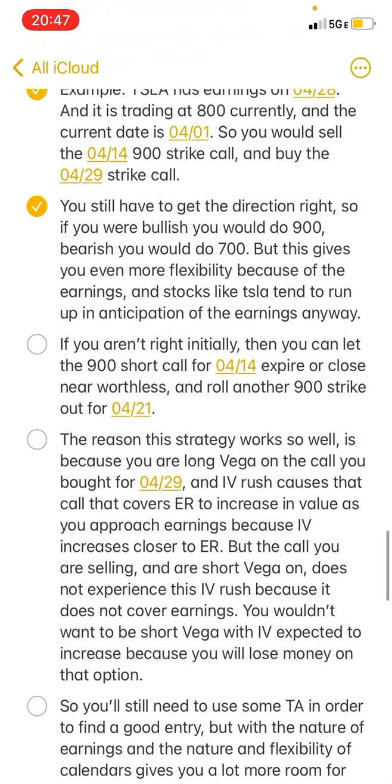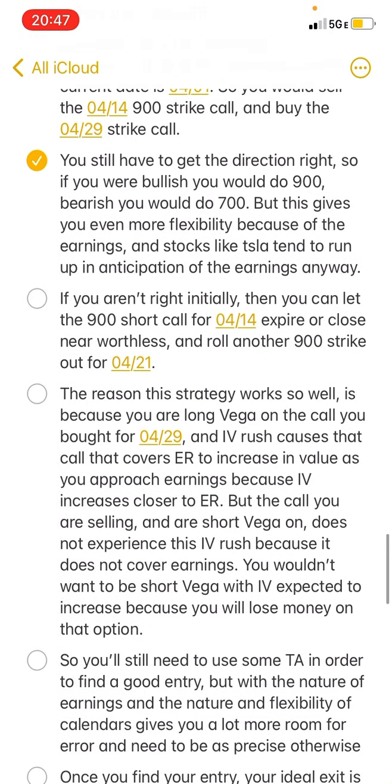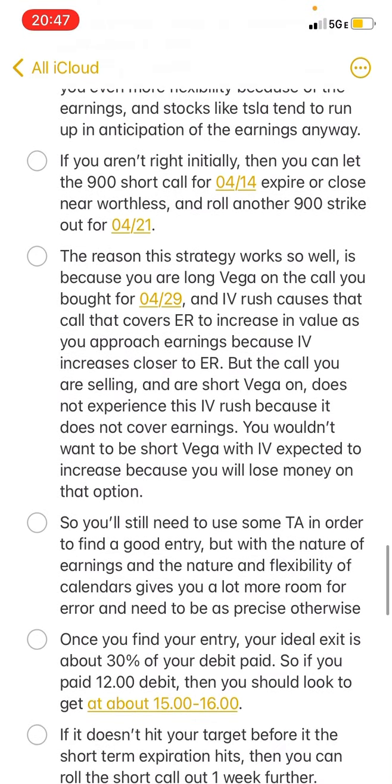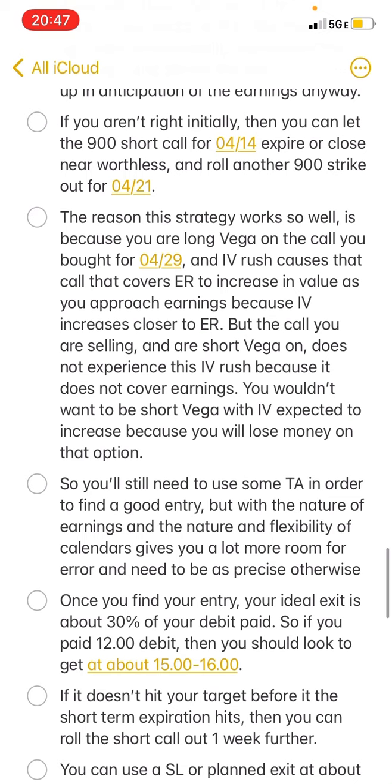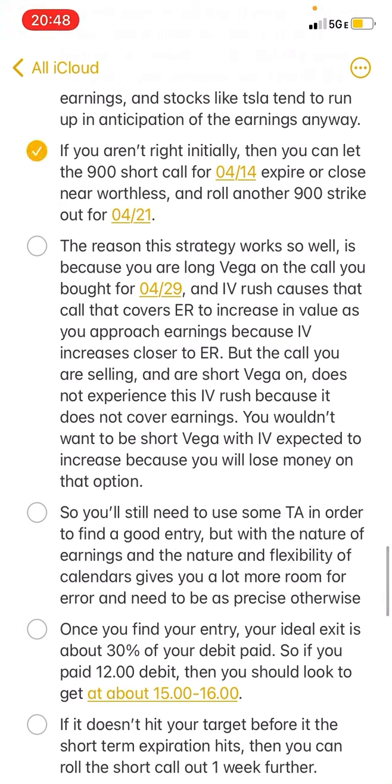And, like I said, stocks like Tesla tend to run up in anticipation of the earnings anyway, right? So, right now that's kind of not the case, and I'll go over that here in a second. So, again, if you aren't right initially, then you can let the 900 short call for the 14th of April expire or close it when it's near worthless, and then roll another 900 strike call for the next week, right?